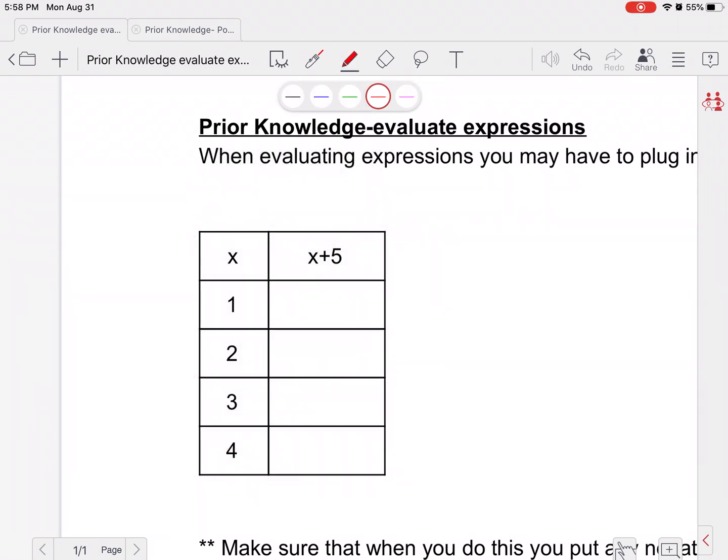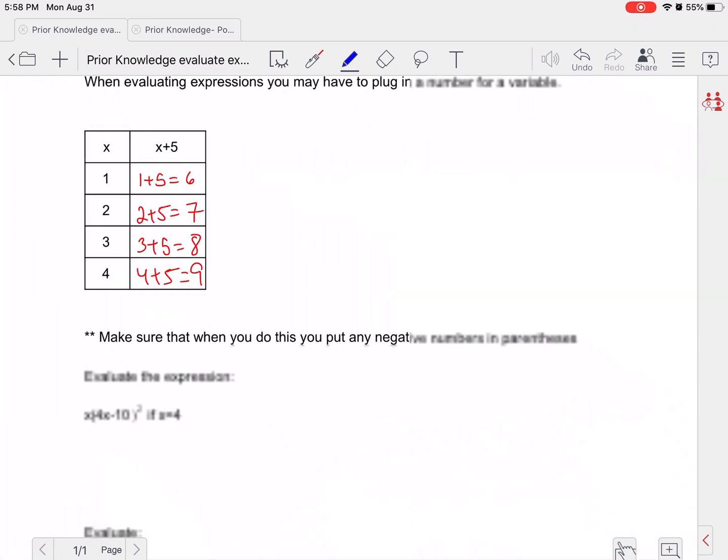So here, if I plug in 1 for x, that would be 1 plus 5, which we know is 6. If I plug in 2, that would be 2 plus 5, which we know would be 7. 3 plus 5, if I plug in 3 for x, would be 8. And 4 plus 5 is going to equal 9. Okay. Now, most of us probably could have done that in our head, and that's totally fine. We're just kind of getting back into the groove of things.